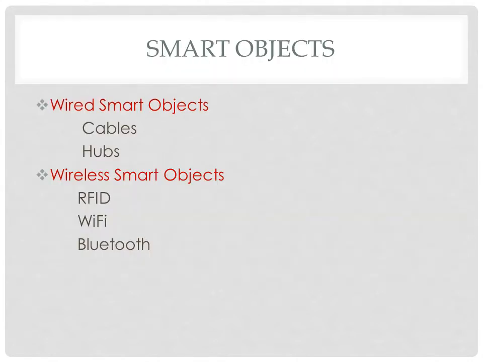There are two types of smart objects, wired smart objects and wireless smart objects. The cables and hubs are the wired smart objects, while RFID, Wi-Fi, Bluetooth are the wireless smart objects.